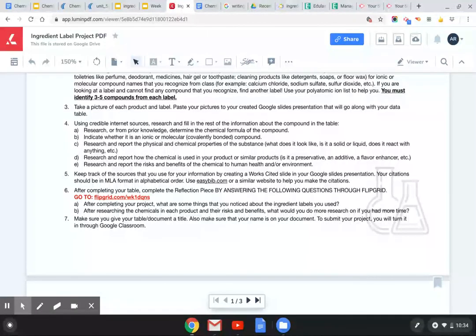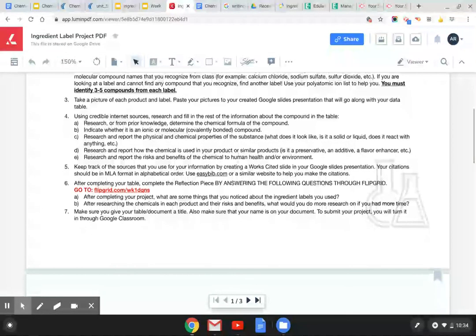So, for example, sodium chloride is used as a seasoning or flavor enhancer. So is yours used as a preservative, as an additive, if we're talking about a food product? If you're looking at hair products, then you have to research that information. And then what health benefits or risks does it have on humans or in the environment?